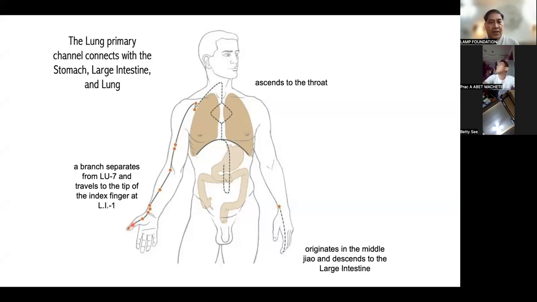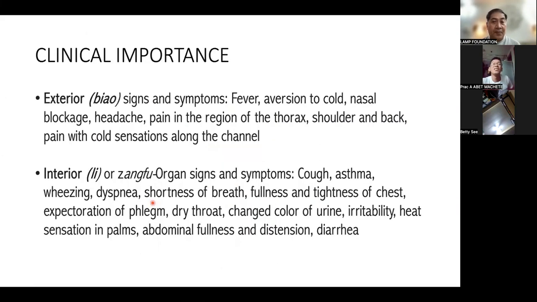A branch splits from the main channel above the styloid process at the wrist, and this travels directly to the radial side of the tip of the thumb. So this is the primary channel. I'm sure you've mastered this already. What is the clinical importance of knowing the exact pathway of the primary channel?